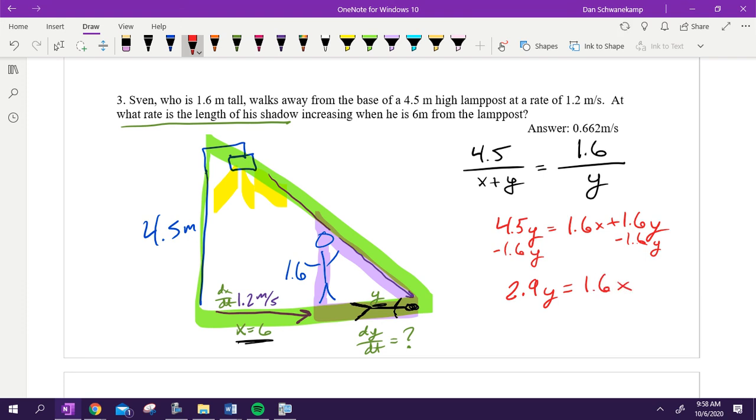I did all of that to now take the derivative. I did all the hard work. Now I can take the derivative. So this is going to be 2.9 dy over dt, which is what I'm looking for, equal to 1.6 dx over dt. And I know what dx over dt is. It's this 1.2, because that's how fast he was walking away. That's going to be a positive number because he's walking away. And so right here, I can plug in 1.2 and then divide it by 2.9, and that will give me my answer.